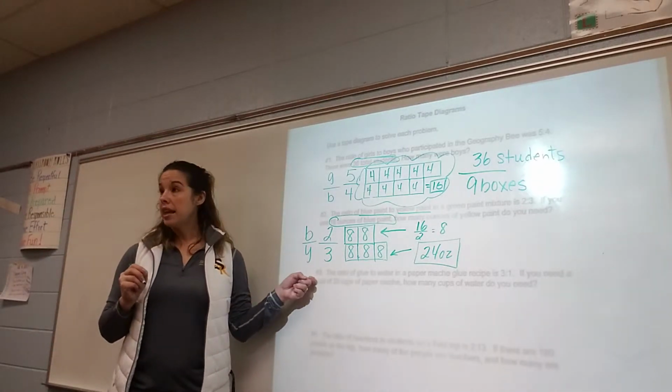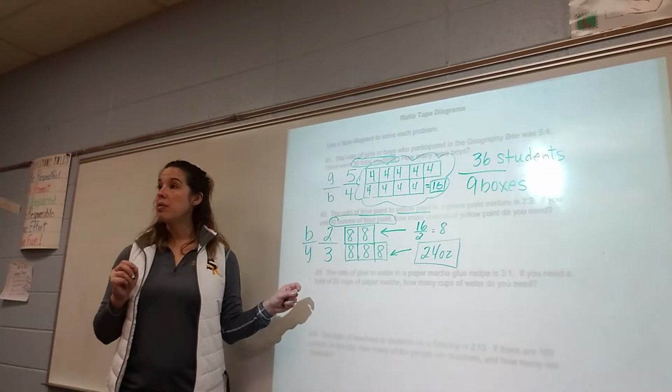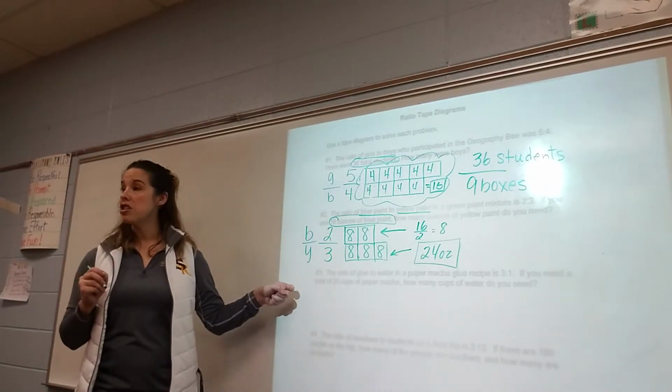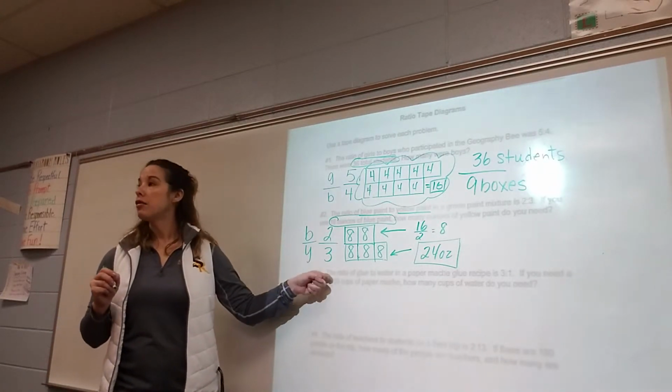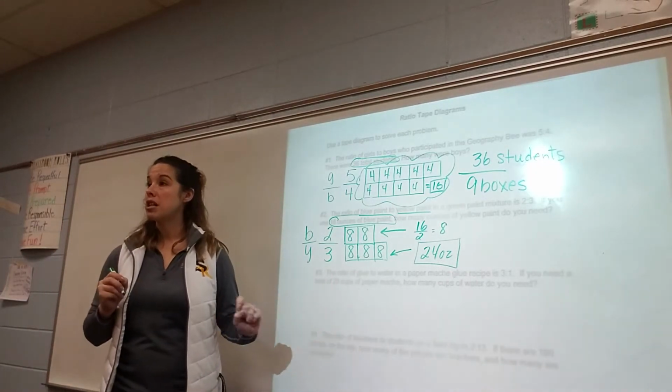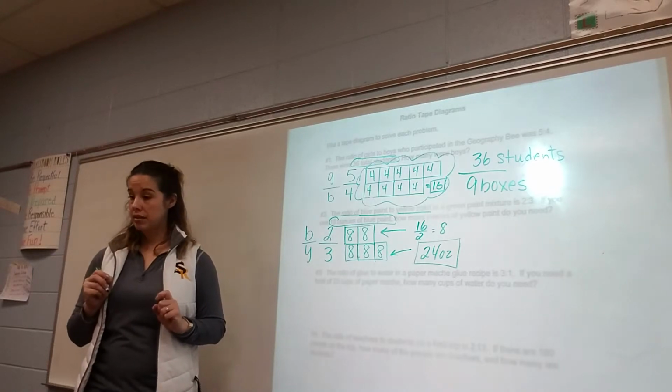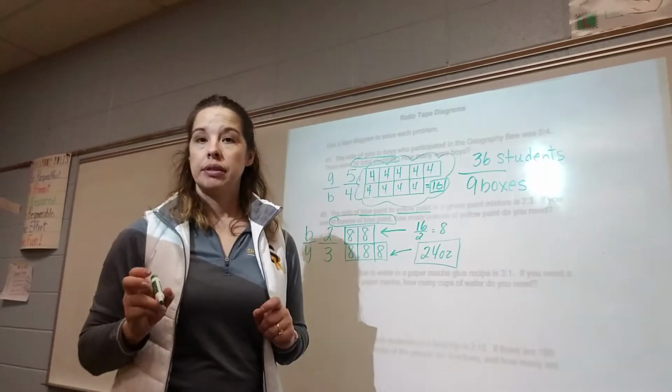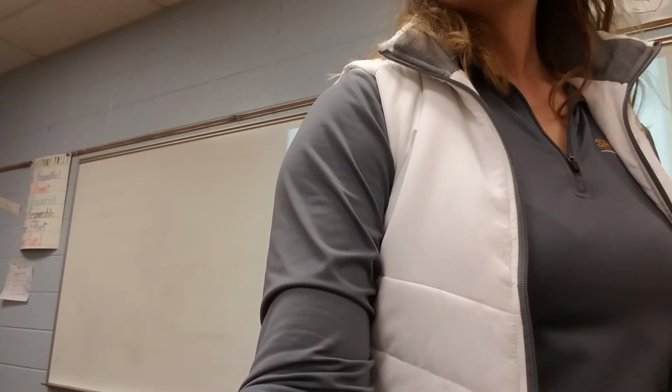Now, there's a box of markers right by Brandon. So for number 3, we're going to baby step this. All I want you to do for number 3 is write your ratio in words, write your ratio in numbers, and then draw your boxes. Draw your tape diagram. You don't have to put any numbers in there yet.